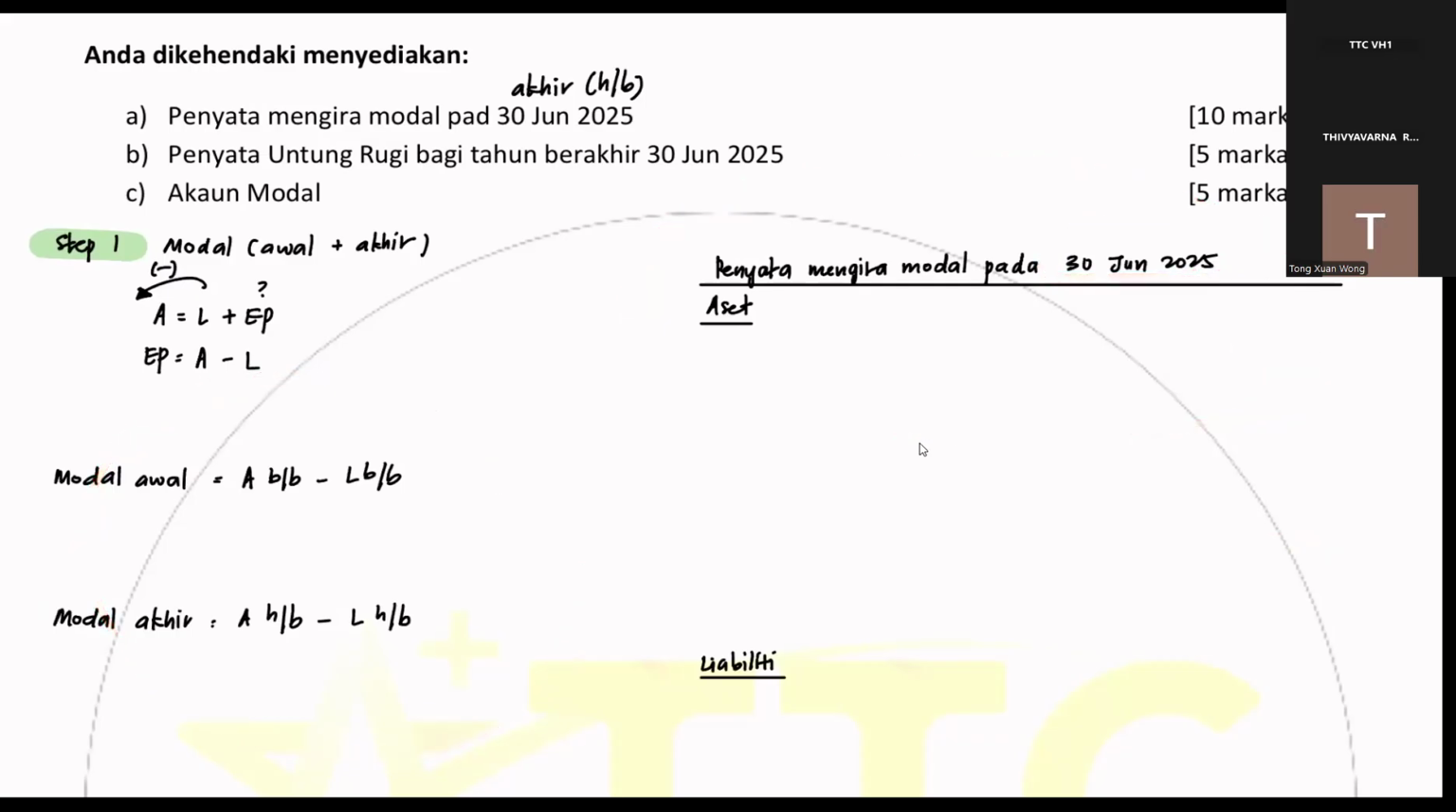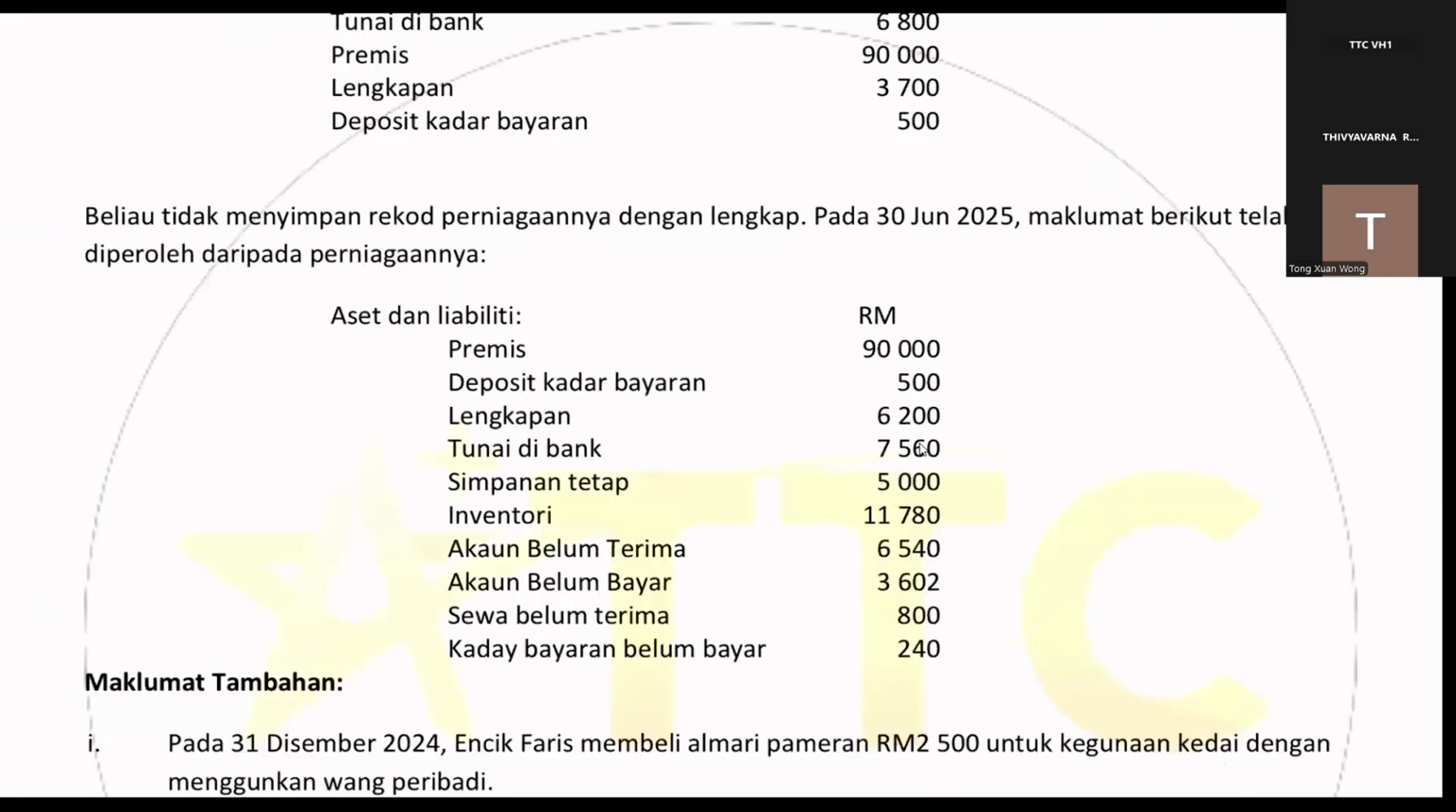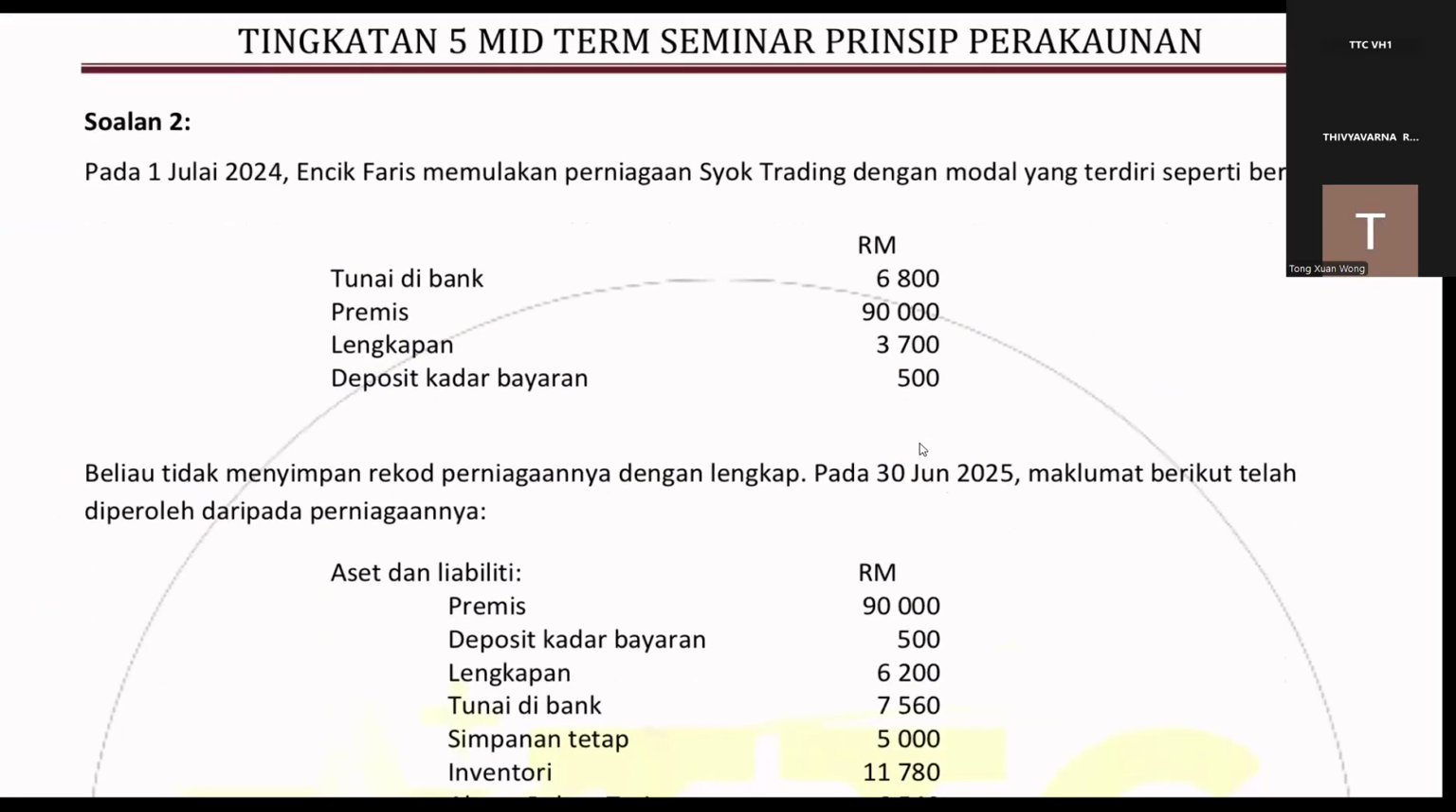Okay, so let us find out the information to get your modal awal. Get all the asset baki BB and liability baki BB first. Let's go to the question. On 1st July 2024, when we look at the first day of the period, definitely it's baki BB. Okay, then the boss starts a business using modal as below. That means these are all considered as modal awal for us. Okay, then let's look at the list one by one. Let's find out the klasifikasi first. Tunai di bank, we call it bank. Aset semasa.